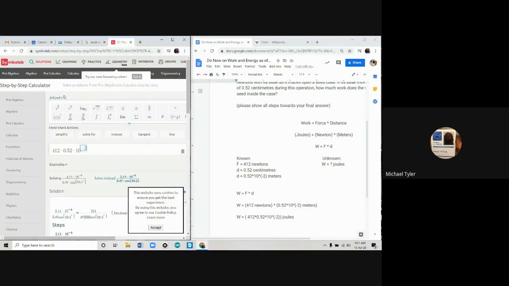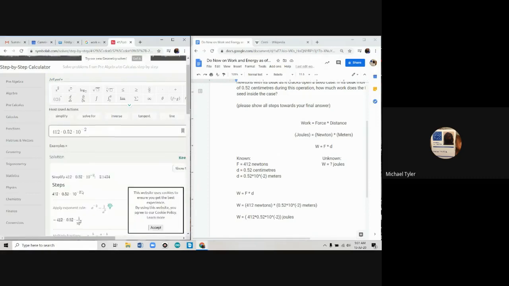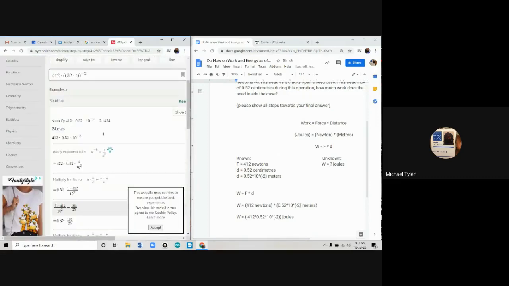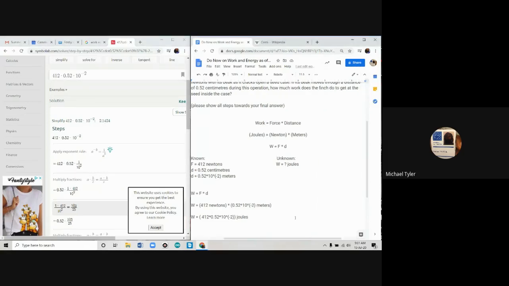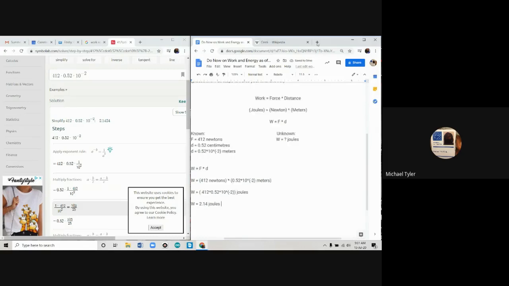All I have to do to raise things like I did is click on this. If I want to make a fraction, I click on this. So when I hit enter, what do I get? If you scroll down, there's your value. Looks like it's 2.14. So come over here, enter, and this is equal to 2.14. And remember, this is measured in joules. So that was the end of that problem.